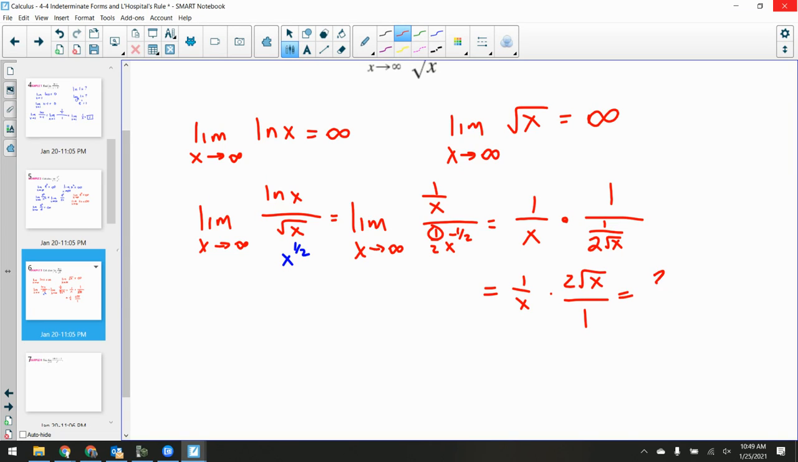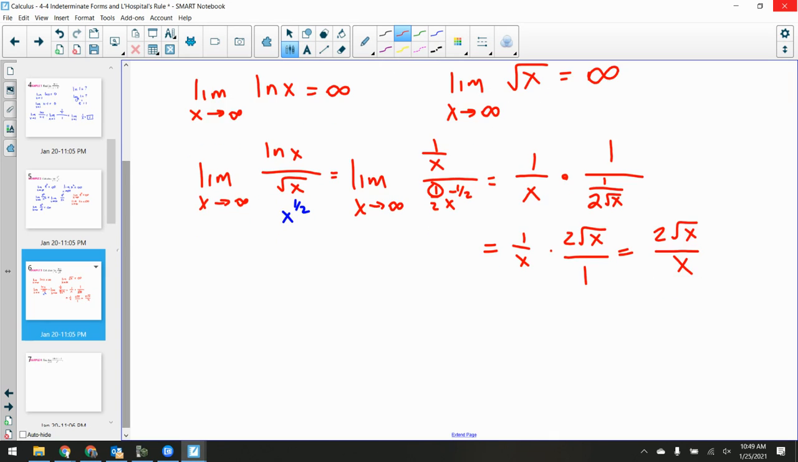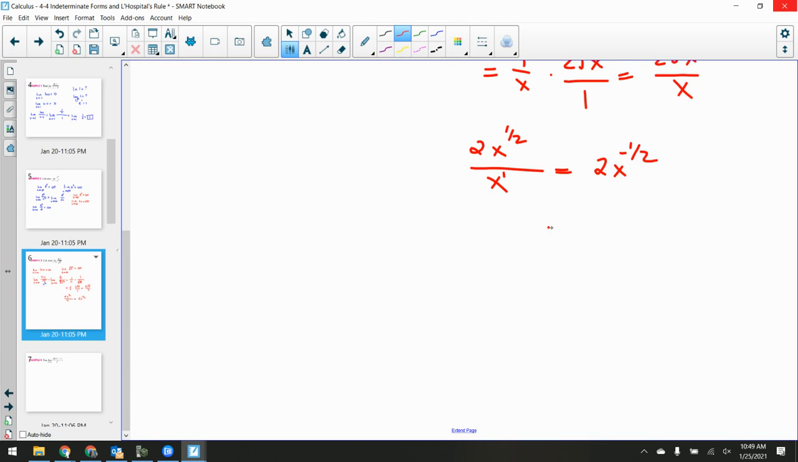So it ends up being 2 radical x over x. Okay, just multiplying through. And then think about this. So 2 radical x is 2 times x to the 1/2 power. Subtract the exponents. So 2x to the negative 1/2. So this ends up being 2 over square root of x.